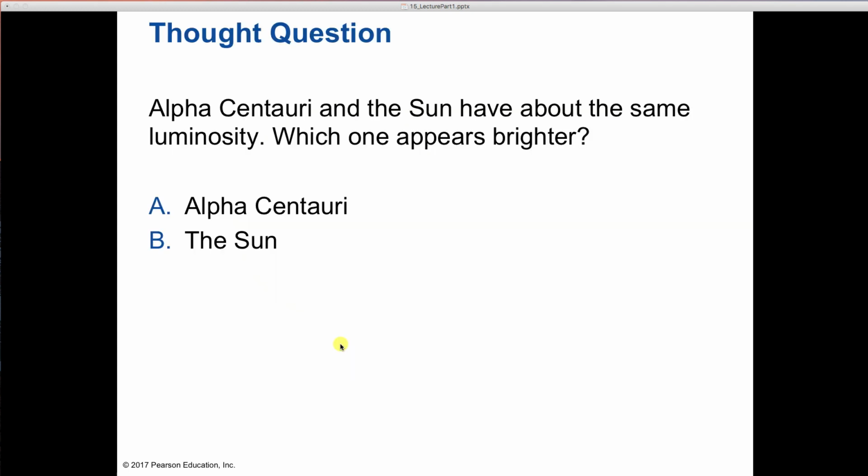If we think about two stars, Alpha Centauri and the Sun, they are both fairly similar. They both have, it turns out, very similar luminosity, very similar actual true brightness. Which one actually appears brighter? Well, which one's further away? Alpha Centauri is definitely much further away than the Sun. The Sun is really close. It's our closest star. And so clearly the Sun is going to appear much brighter because it's much closer. So even though those two stars are almost the same in terms of their true brightness, their luminosity, the Sun definitely looks brighter because it's much closer.